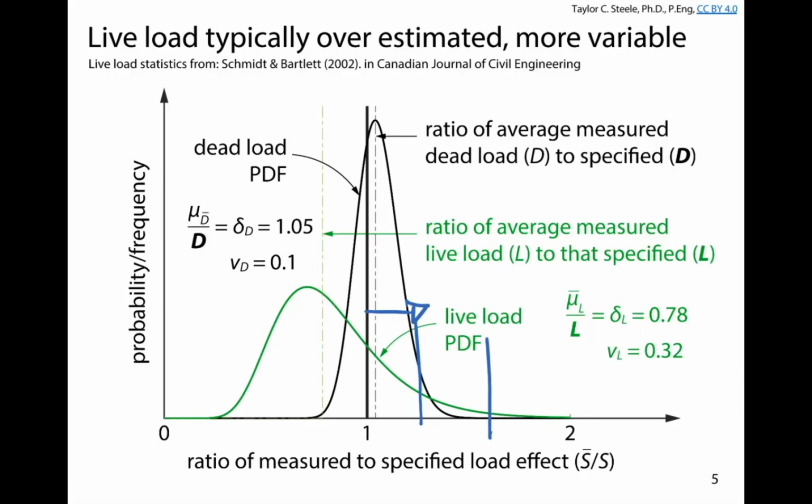Okay, we're calculating this solid red line, 1. It's possible that we're overestimating the dead loads, but there's not much variability, so we're going to increase the dead loads a little bit so that we're playing out in this range.